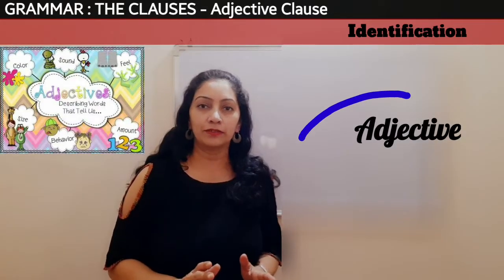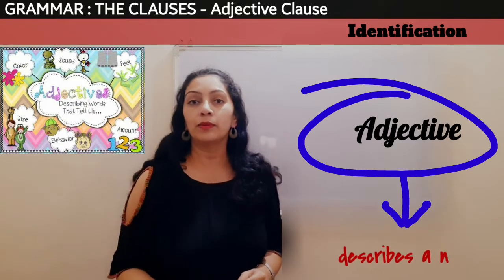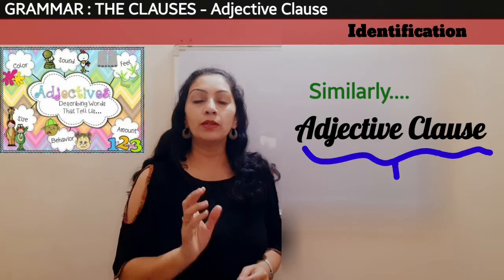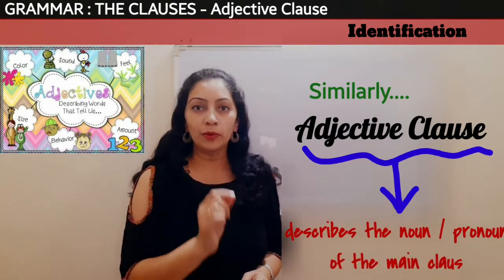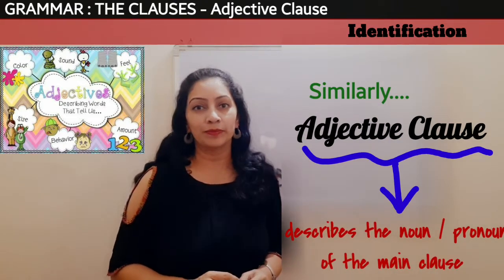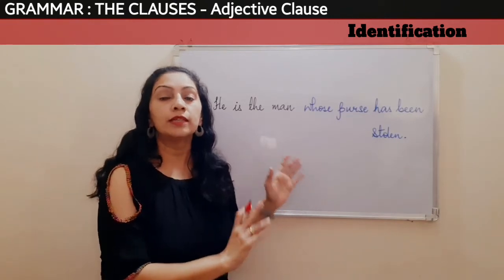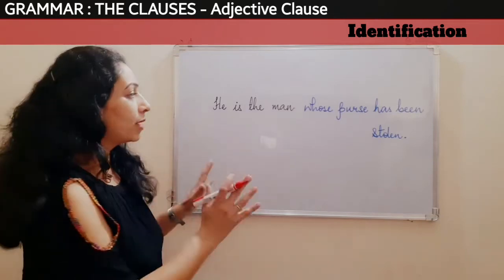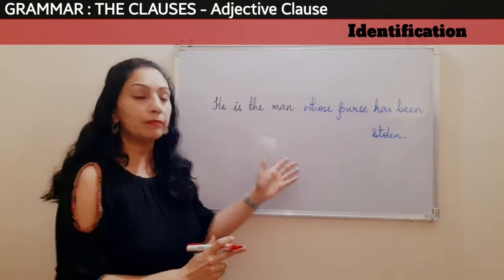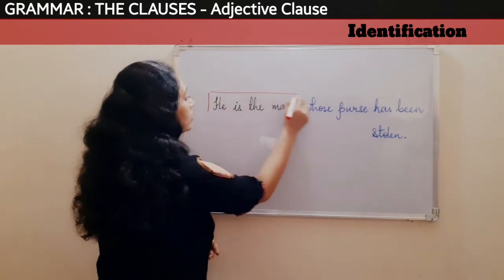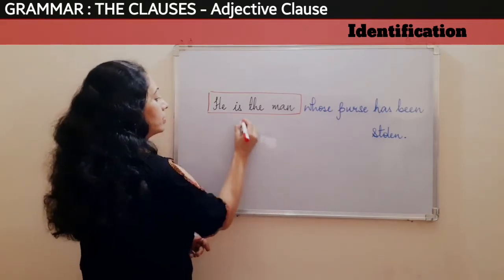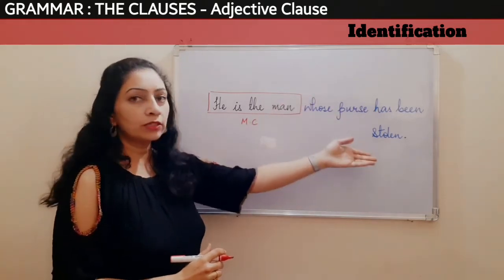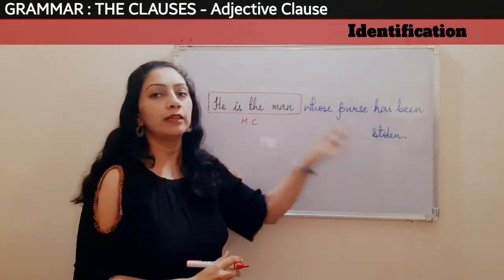The word adjective means that it describes a noun or a pronoun. So in the same way, an adjective clause will also describe the noun or pronoun of the main clause. Now first thing here we have to do is separate it into main clause and the subordinate clause. So the part which gives me complete meaning will be the main clause, like "he is the man." This is the main clause here because it is independent. Come to the rest of the sentence: "whose purse has been stolen."